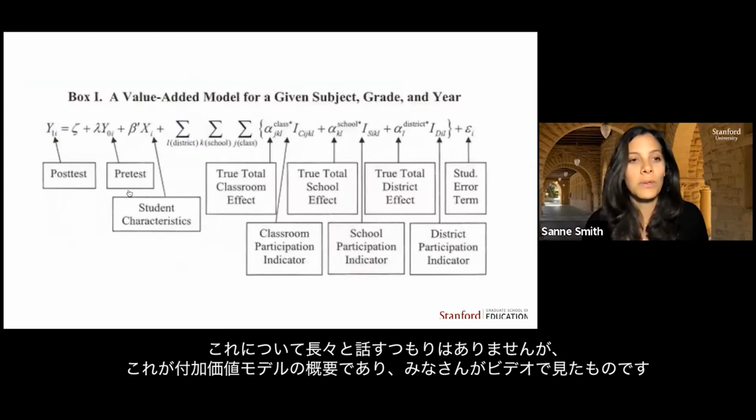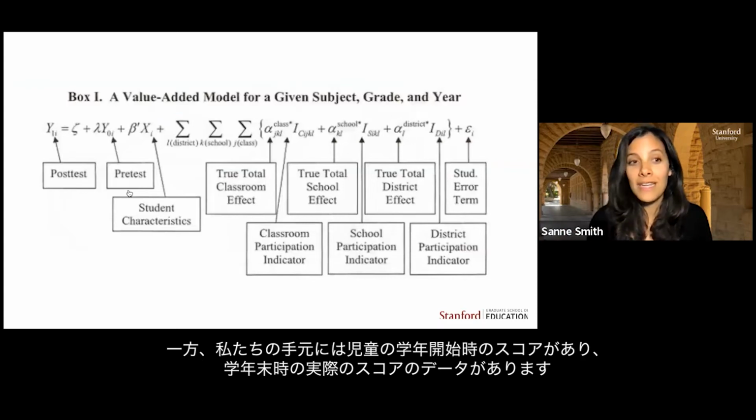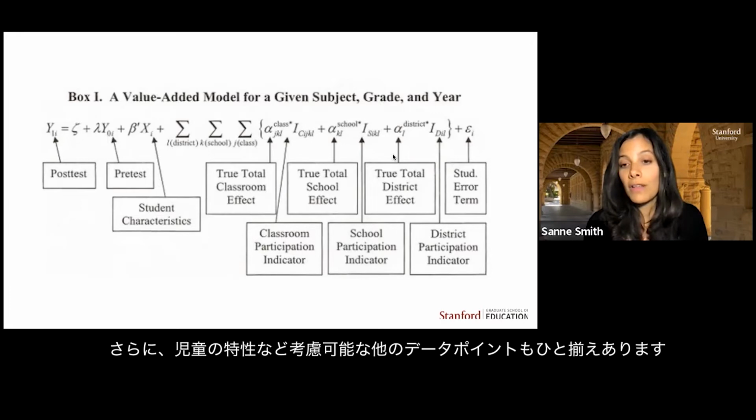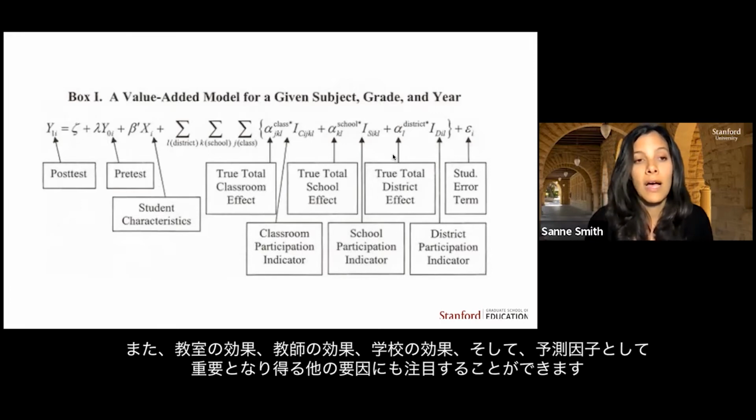I won't dwell on this one too long, but this is sort of what a value-added model looks like, the one that you've seen in the video. On the one hand, we have data about people's start score. We have then data about what people actually score at the end. And then we have a whole bunch of other data points that we can take into consideration, such as student characteristics. And we can also look at the classroom effect, the teacher effect, the school effect, and maybe some other things that might be important as predictors.